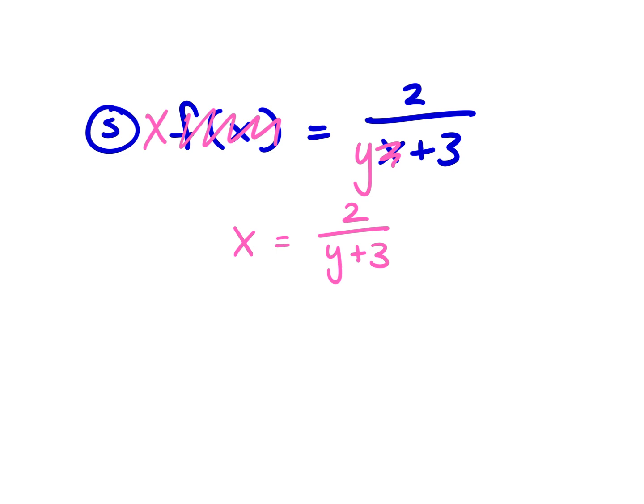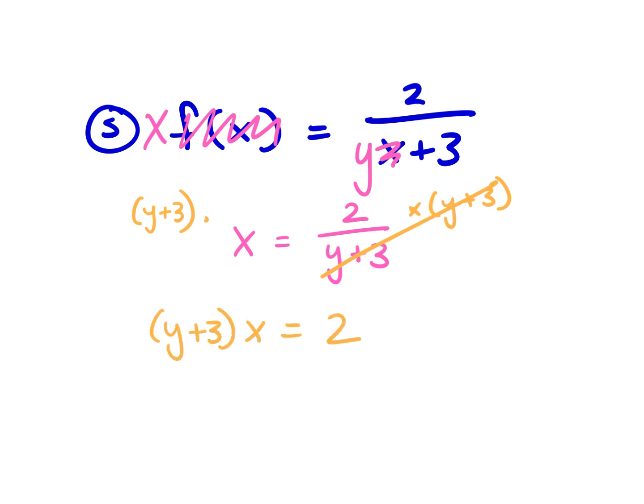How would we get y from out of the denominator? Multiply. So since y plus 3 is being divided here, I'm going to multiply both sides by y plus 3. So it'll cancel out on the right side. So we have y plus 3 times x equals 2. Now I'm not going to distribute here, because remember my goal is to get the y all by itself. What would I need to do next?